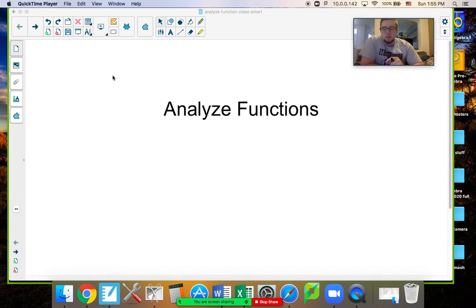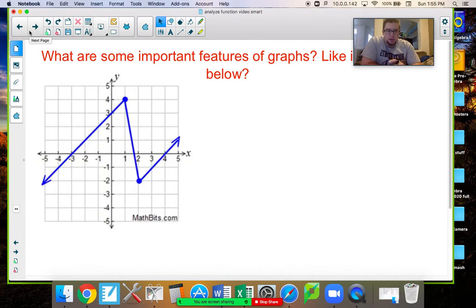Right, analyzing functions. What we're looking at is almost always going to be graphically. When we're analyzing functions, we know they can be in tables, they can be equations, all those things. Graphs give us the most information. Because this graph on this page has 3 lines, it would technically have 3 equations, 3 tables, 3 of everything, but it's only one graph. That's why analyzing a graph is a whole lot easier.